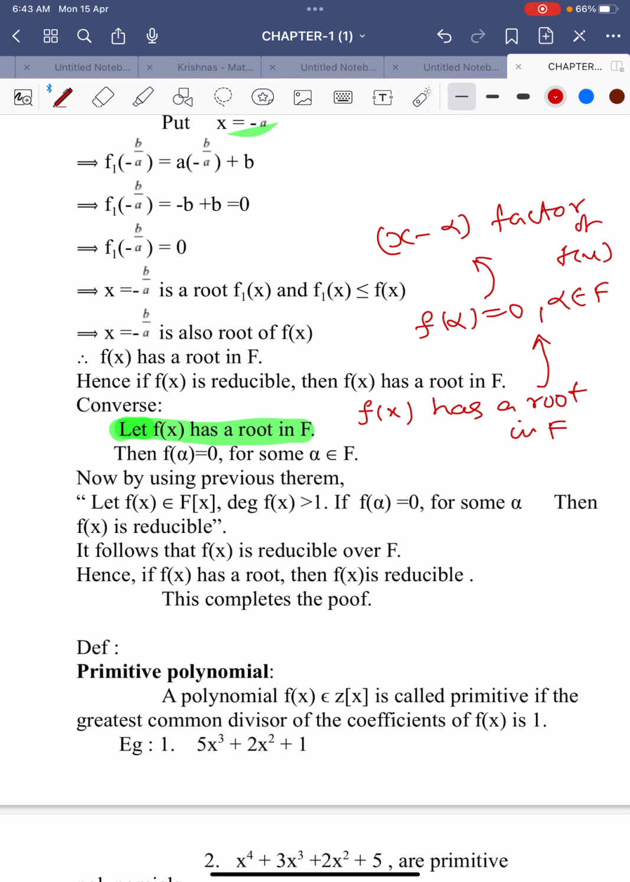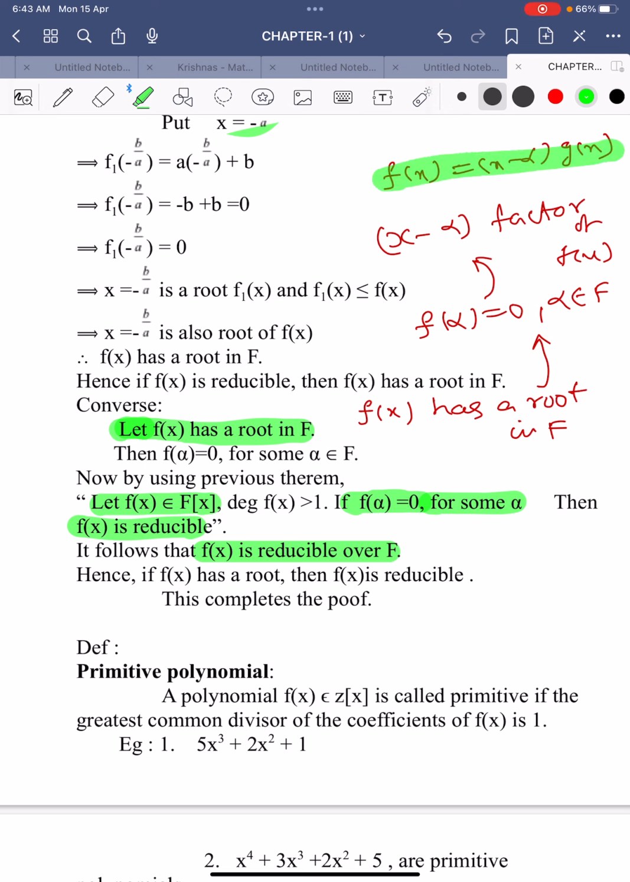If it is a factor of f of x, then obviously the polynomial f of x can be written as x minus alpha into some other polynomial g of x, or by using the previous theorem. In the previous class we learned a theorem: if f of x belongs to capital F of x and f of alpha is equal to 0 for some alpha, then f of x is reducible. This is the previous theorem. So by using that previous theorem, f of x is reducible over capital F.